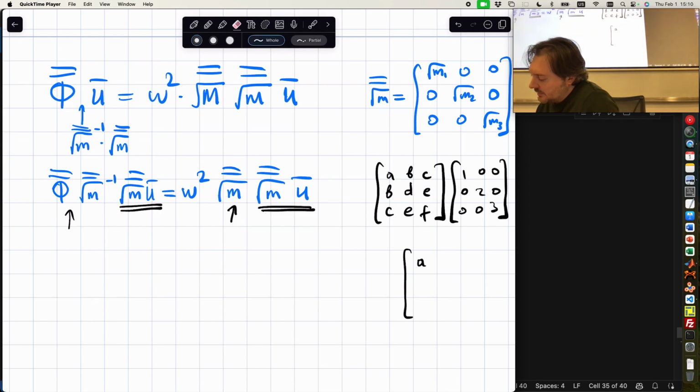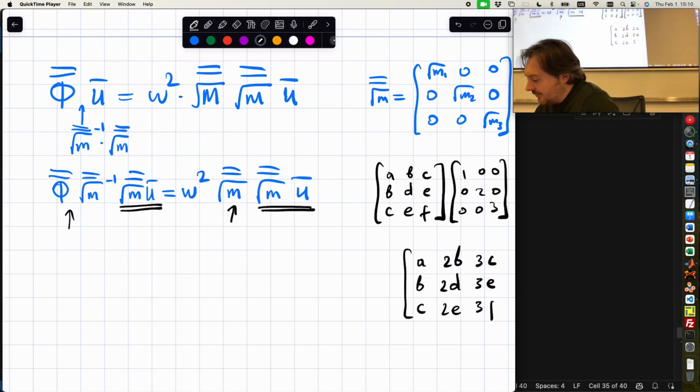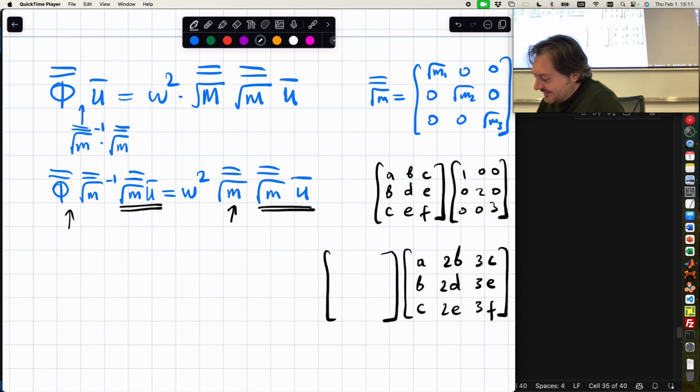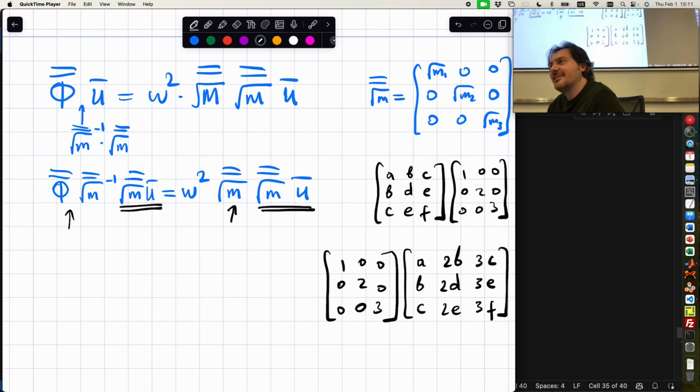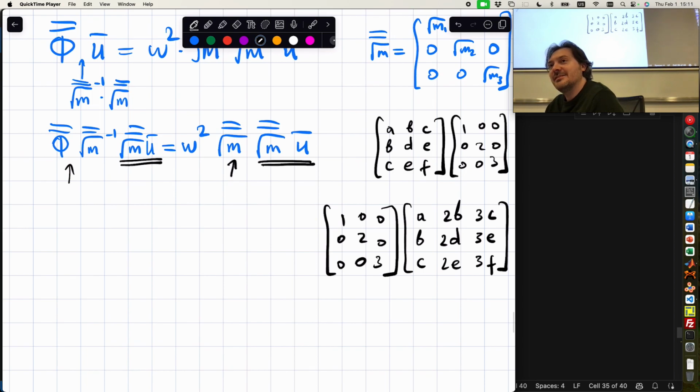A, 2B, yes. A, 2B, 2C. A, B, what? 3C, yes. 2D, 3E. C, 2E, 3F. So it's no longer symmetric, right? But if you also multiply this one from this side, what will happen?